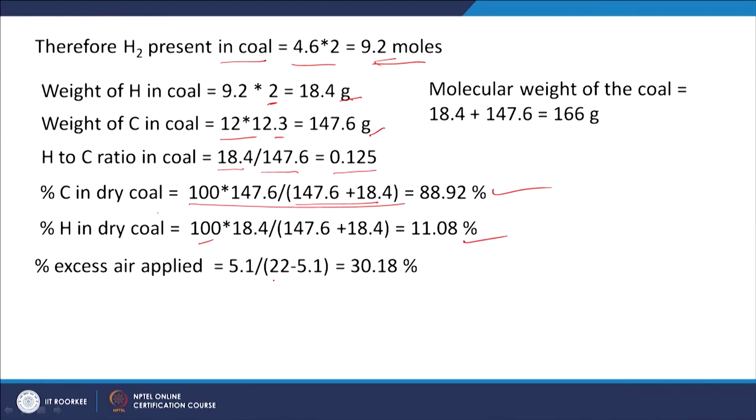And excess air supplied equals how much? 5.1 moles excess, and total how much we have supplied, that is 22, and what was used? 22 minus 5.1. So that was the required amount. So what is the excess percentage? 5.1 divided by this minus this, that is equal to 30.18%.